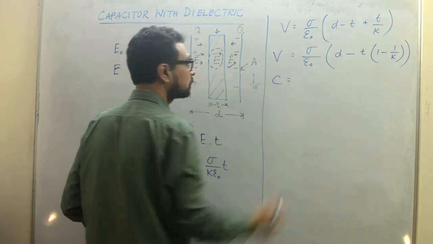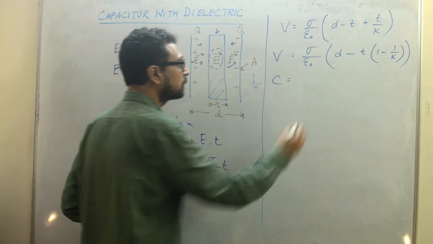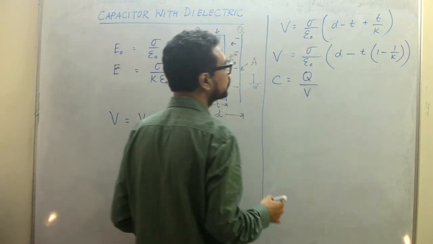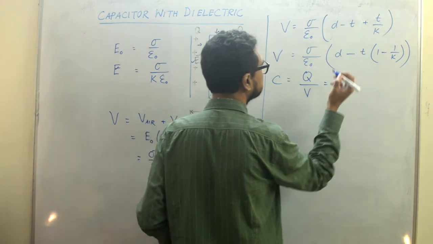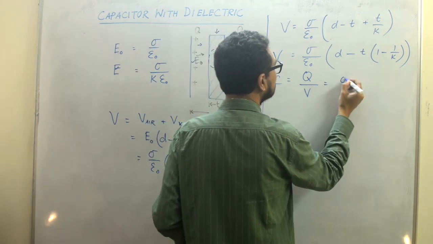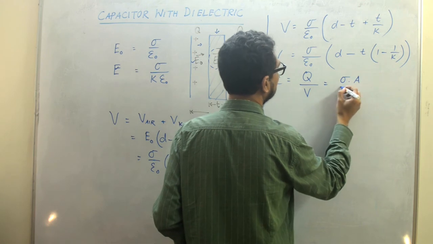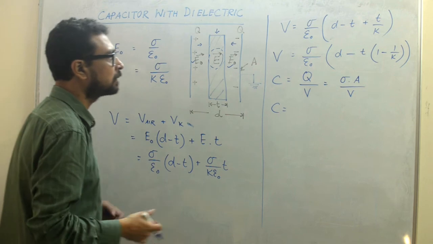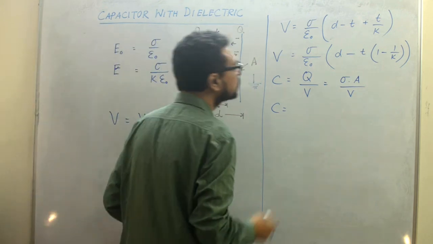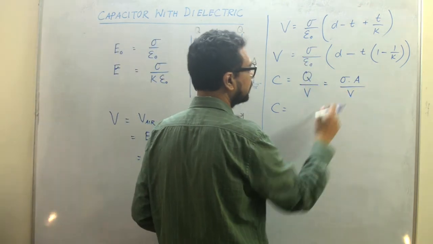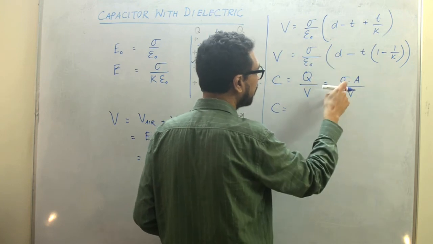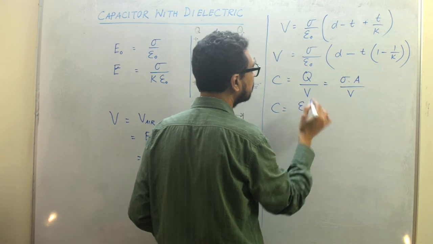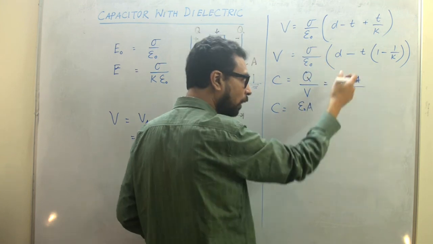And capacitance is what? It is Q by V. Now what is Q? Q is sigma into area. So finally we are getting the answer, which is sigma A by V. So sigma by V means it is epsilon naught A, because this will go up.